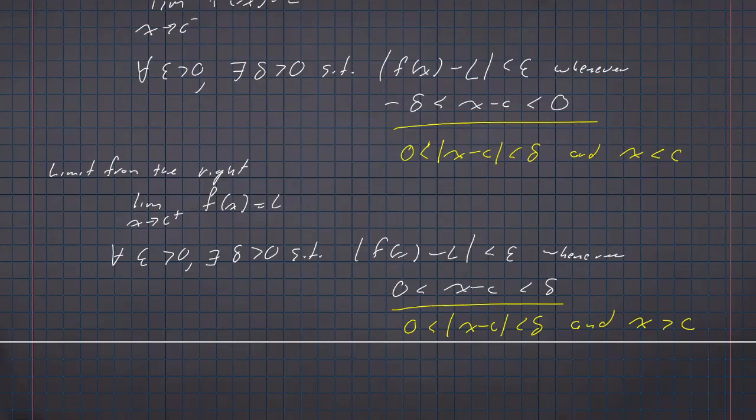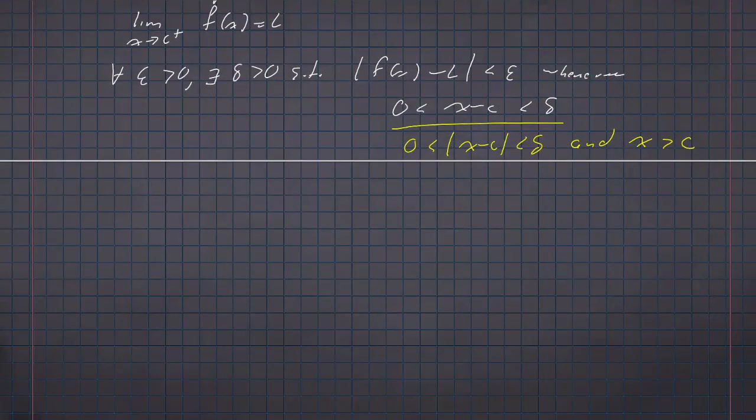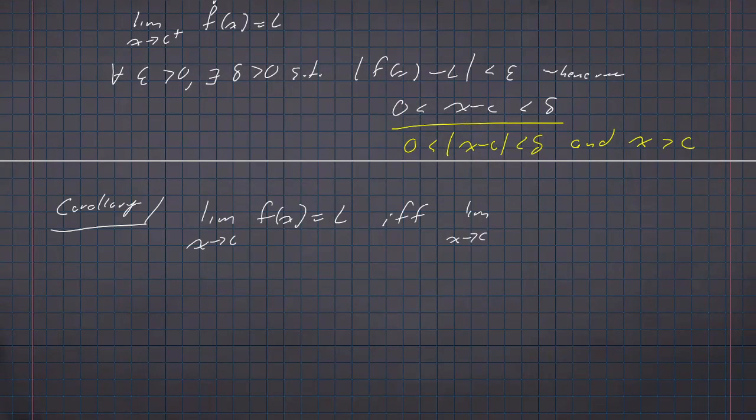All right, so this is a definition, not a theorem, but this definition is so straightforward that I'm still going to call it a corollary, saying that the limit as x goes to c of f of x is equal to L if and only if the limit as x goes to c from the left of f of x equals the limit as x goes to c from the right of f of x is equal to L.